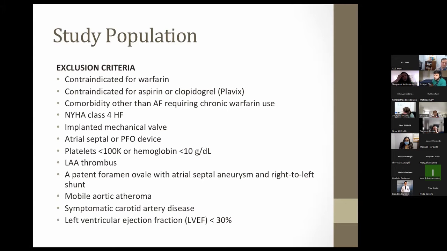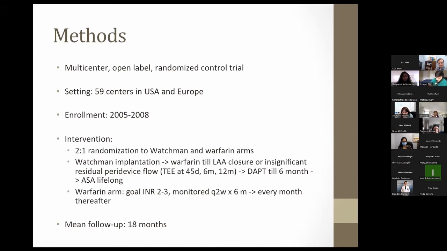And they excluded any patients that had contraindications for warfarin use or aspirin and Plavix use, or that needed to be on warfarin for an indication other than atrial fibrillation. They also excluded any patients that had contraindications to the Watchman device implantation. So this was a multi-center, open label, randomized controlled trial. Obviously, it was not blinded because this was a procedural trial. It was conducted across 59 centers in the US and Europe, and enrollment was between 2005 and 2008.